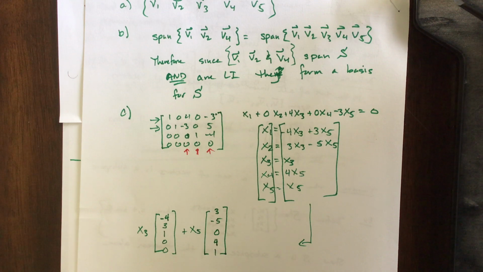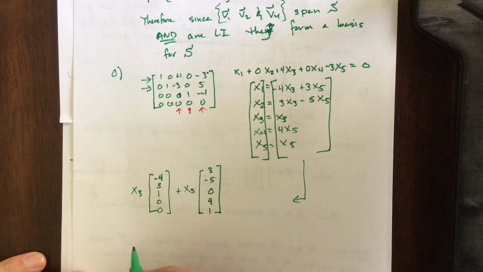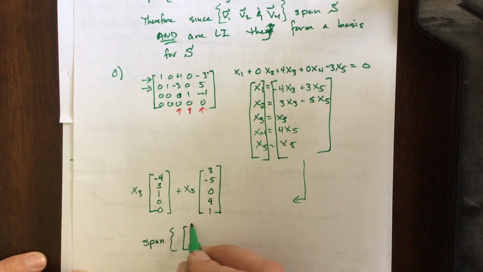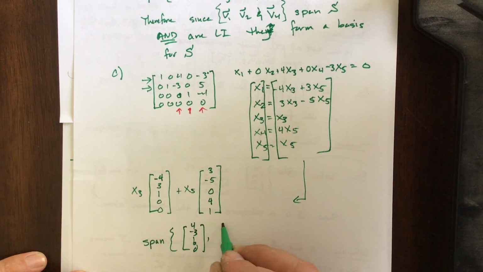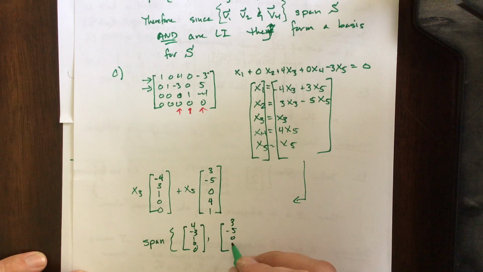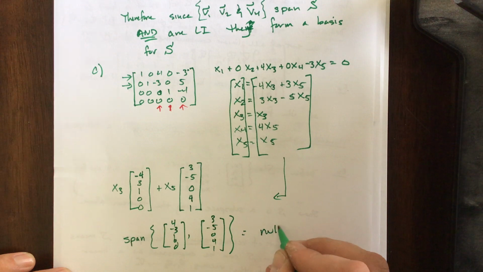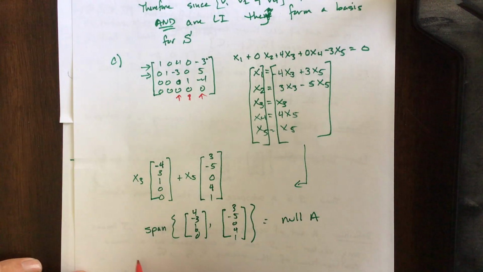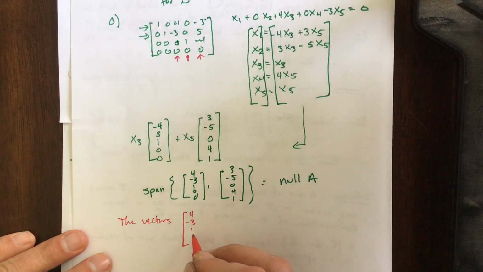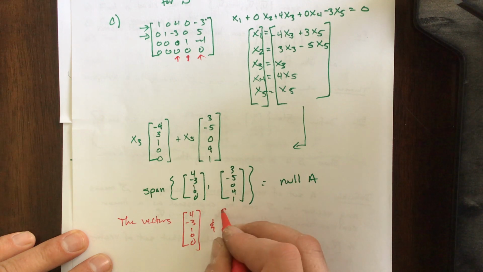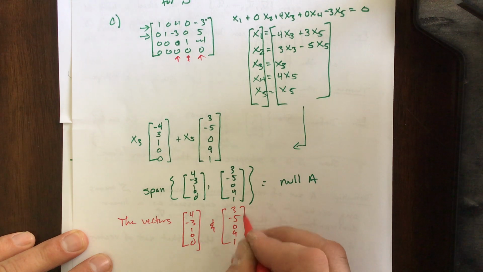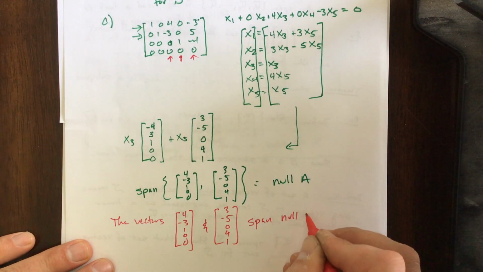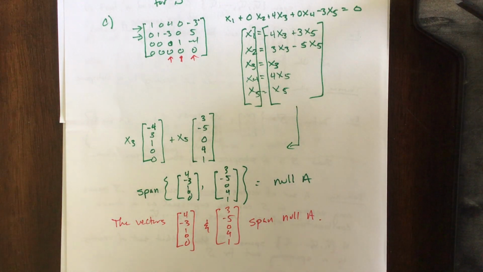So the set of vectors in the null space of A look like this, which are scalar multiples of these two vectors. Because they're scalar multiples, and this is a linear combination, the span of the vectors 4, negative 3, 1, 0, 0, and 3, negative 5, 0, 4, and 1 is equal to the null space of A. Or in other words, and I'll write it in a different way, the vectors 4, negative 3, 1, 0, 0, and 3, negative 5, 0, 4, 1 span null A. So both those are true statements, and they both mean the same exact thing, even though they're written differently.